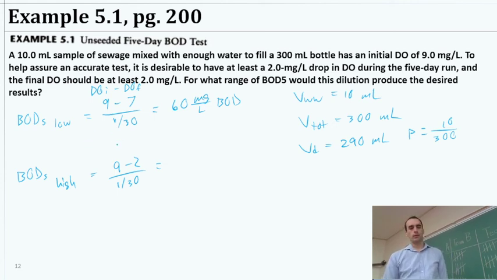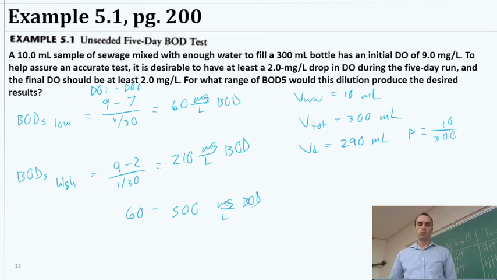You're free to hold that against me, but this is my 3rd class today, so I'm going to forgive myself at least. Okay, so the next one would be 7. We do 7 times 30, and that gives us 210 milligrams per liter BOD. So that would be our range from 60 to 210 milligrams per liter, and the typical range for wastewater is about 100 to 500 milligrams per liter BOD. That's just a general range for wastewater, broadly speaking.